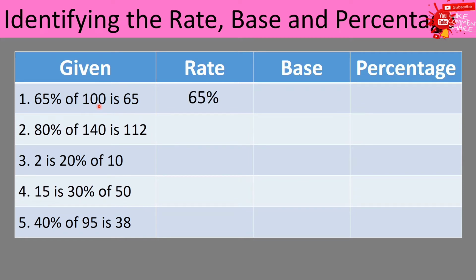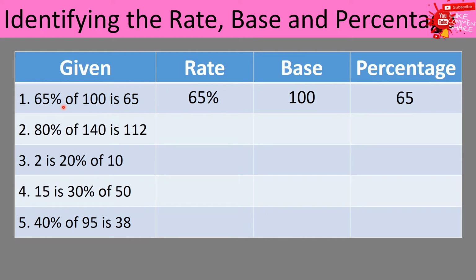So, our rate is 65% and our base is 100, and then our percentage, ito yung pag sinabi natin percentage is part of the whole. So, mas mababa siya sa 100. So, that's why percentage is 65. Kung ang ating rate ay mababa sa 100. Pero may ibang technique dyan sa pagkuha para mas mapabilis tayo.